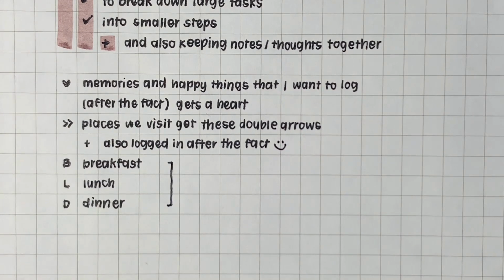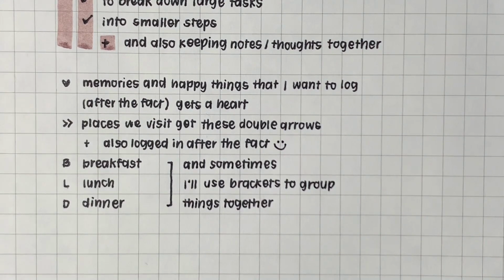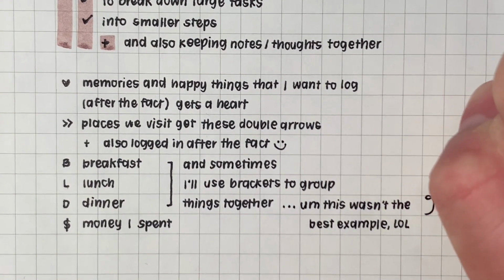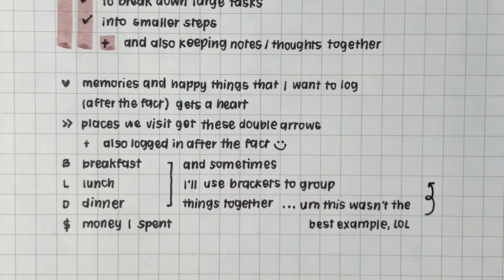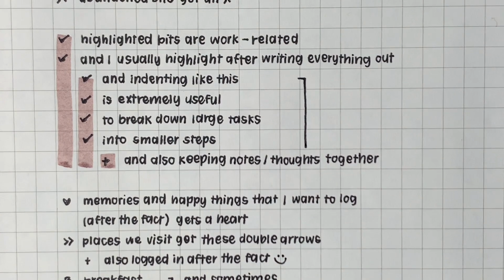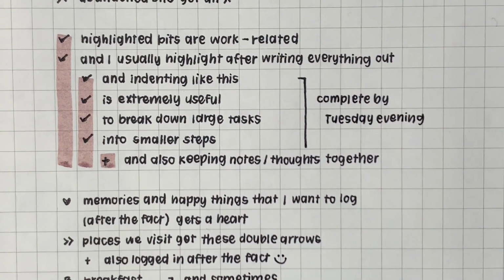And then I tried to show you an example of how I use brackets to group things, but that wasn't a very good example. I use a $ sign for money that I spent that day. And to give you a better example of how I use brackets, let's pretend I'm grouping a set of work tasks and mark that I want to complete them by Tuesday evening.